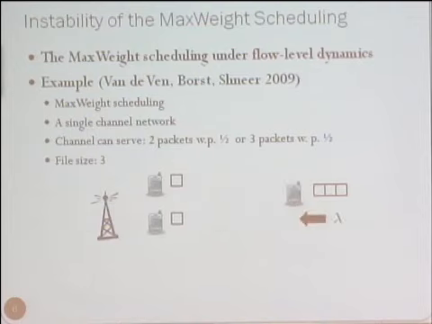Whenever a new file arrives, notice that under the max weight algorithm, the new file always gets priority, independent of what happens. Whether the channel state for the new file is 2 or 3, it gets priority because it's going to be 3 times 2 or 3 times 3. So it always gets priority.